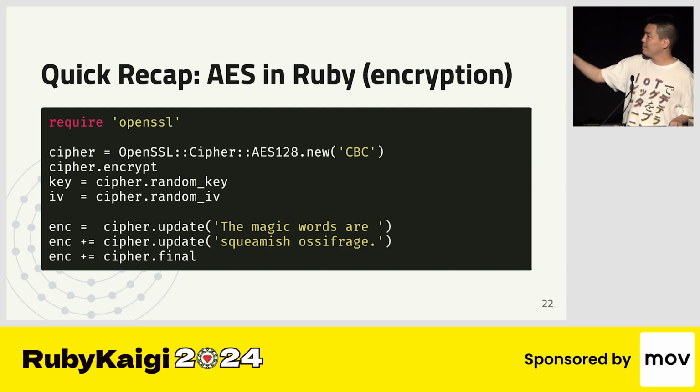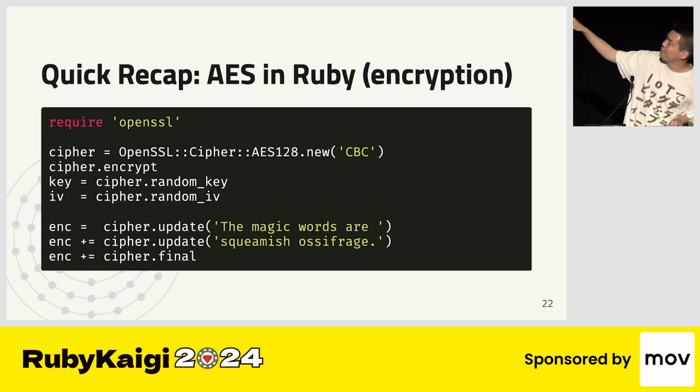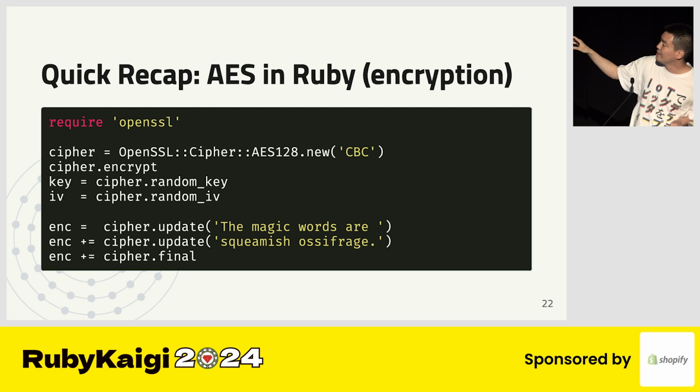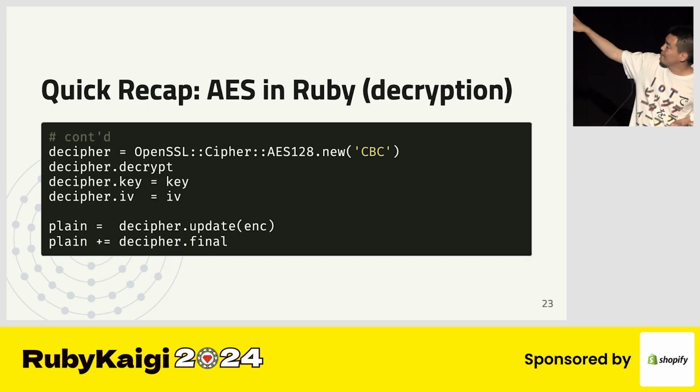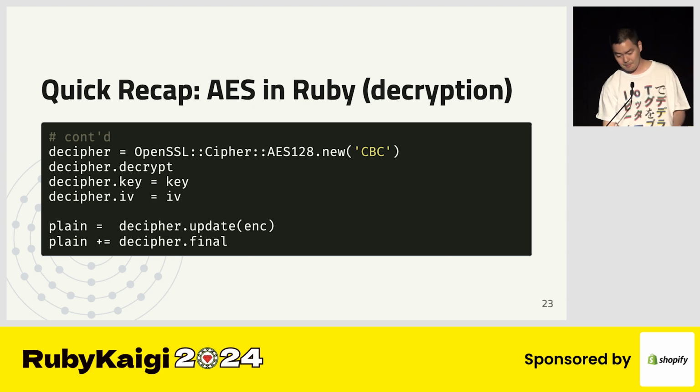To encrypt, you instantiate the AES128 object, then call encrypt, then set the key and initialization vector, then call update on the text you want to encrypt. Then to get the final block, you call cipher.final. And to decrypt it, you do pretty much the same thing, but you call cipher.decrypt first.